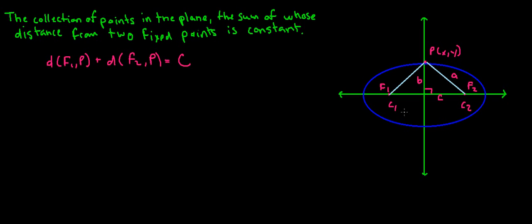So now that I know what the definition of an ellipse is, how do I get an equation for an ellipse from this? Here's a mathematical expression of what this definition is. The distance from the first focus to the point, plus the distance from the second focus to the point, is equal to a constant. So let me start setting up the information I have on the graph.